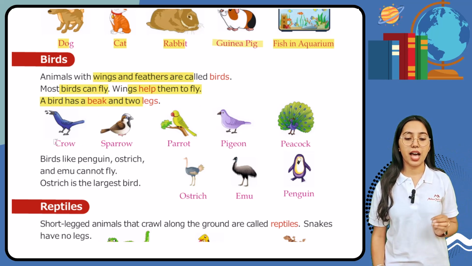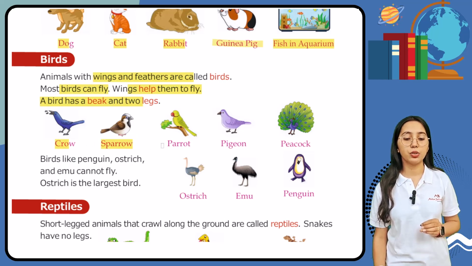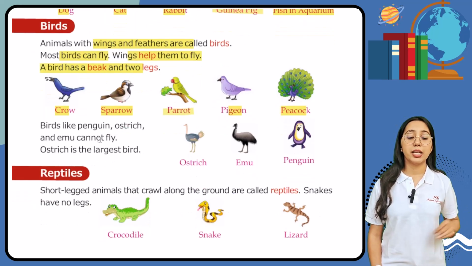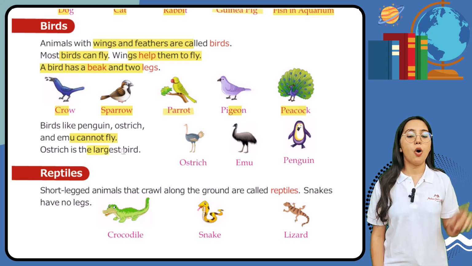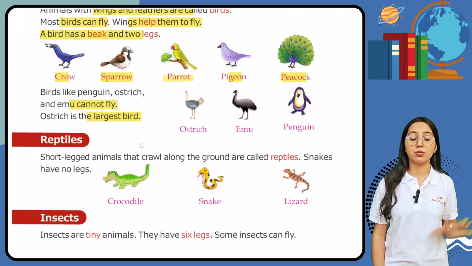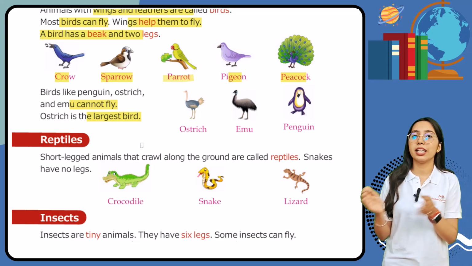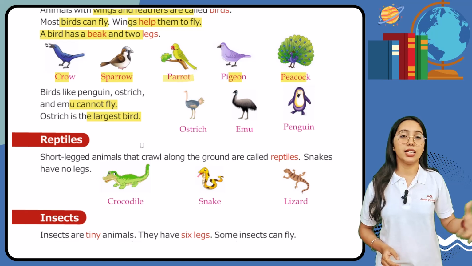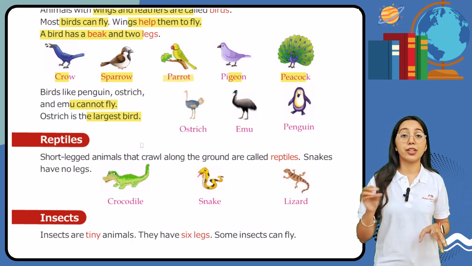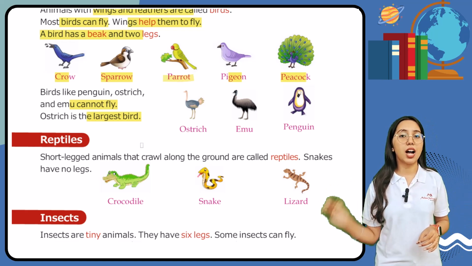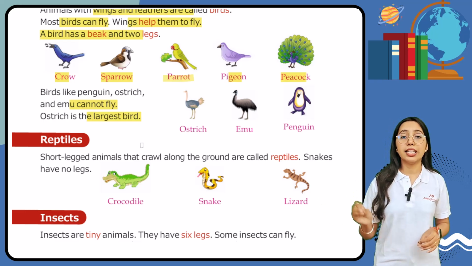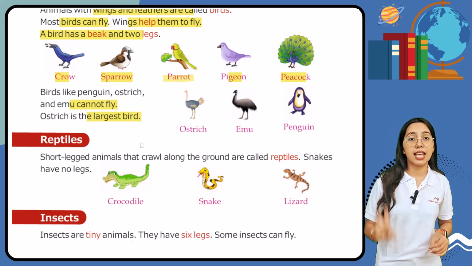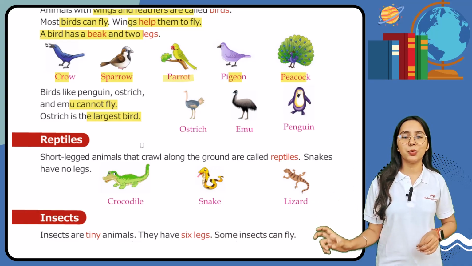So now here we have the examples of birds, that is crow, sparrow, parrot, pigeon, and peacock, right? Then birds like penguin, ostrich, and emu cannot fly. Ostrich is the largest bird. So now students, in the case of birds, we have certain exceptions as well, like penguin, ostrich, and emu, they cannot fly. And do you all know that ostrich is the largest bird in the world? Then we can say that ostrich egg, it is also the largest cell in the world, right?